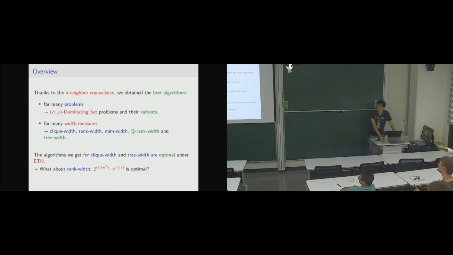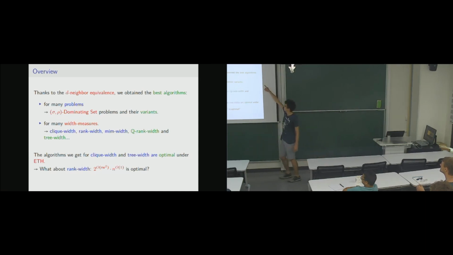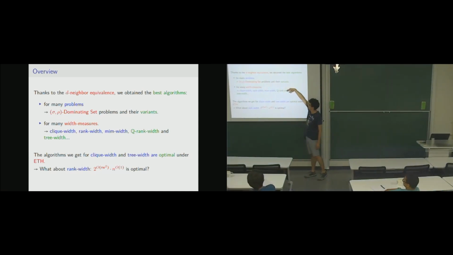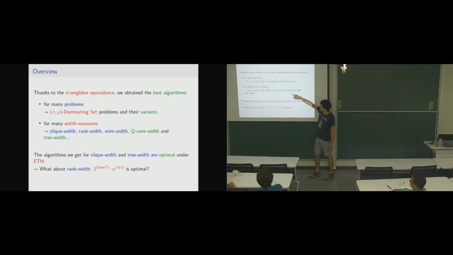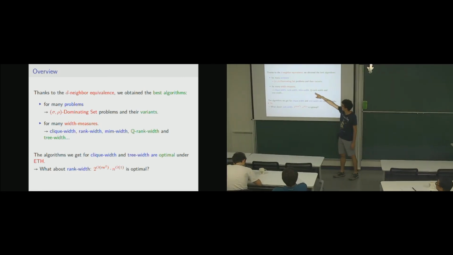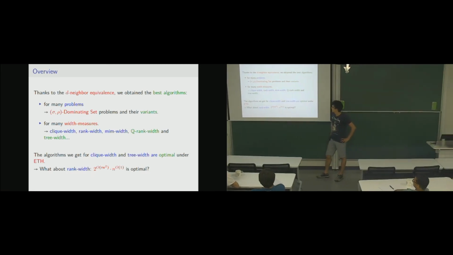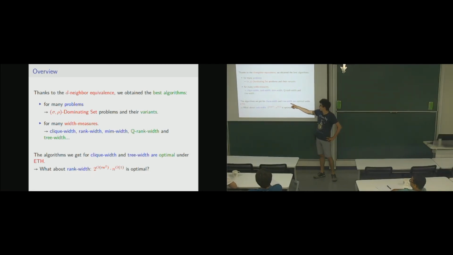Thanks to the d-neighbor equivalence, we have obtained the best algorithm for many problems: all sigma-rho dominating set problems and their variants, and for many width measures. The ones I talked about, and Q-rank width also, and tree width. For clique width and tree width, the algorithms we obtain are optimal under ETH. But for rank width, it is open.